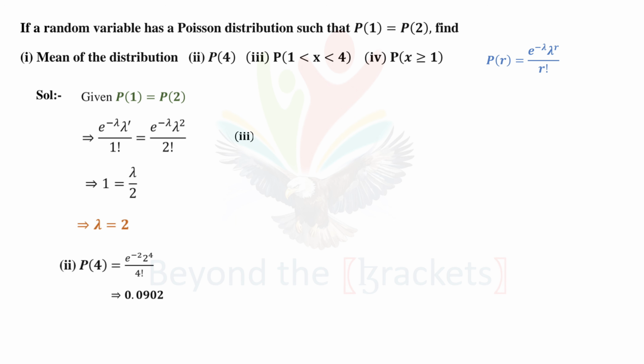In the third case, we need to find P of 1 less than x less than 4. Since x is strictly greater than 1, we start from x is equal to 2, and it's strictly less than 4, so we go up to 3. Substituting the values in probability mass function, for x is equal to 2, we get e power minus 2, 2 square by 2 factorial. For x is equal to 3, we get e power minus 2, 2 cube by 3 factorial. And these terms simplify to 0.4511.